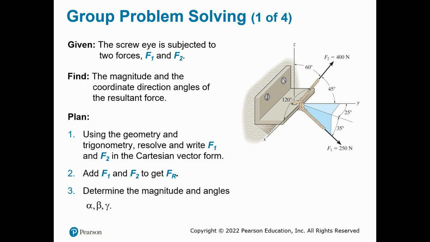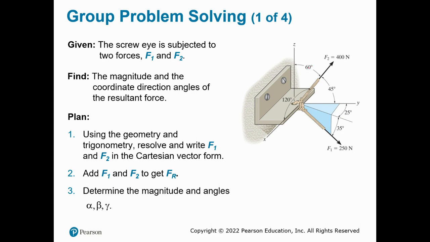No problem. If you want to try it out, pause the video before you move on. So I have two forces, F1 and F2. F1 is projected twice. For F2, all the angles between F2 and the three axes are given. One more time: the angle between F2 and the x-axis is 120, the angle between F2 and the y-axis is 45, and the angle between F2 and the z-axis is 60.